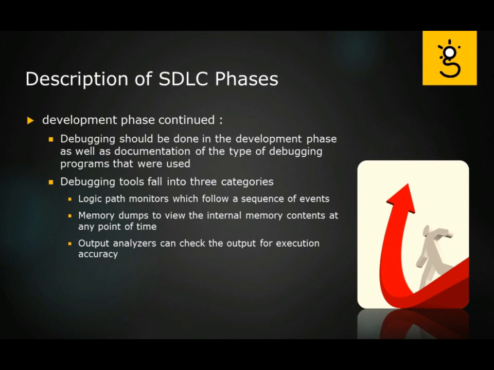Memory dumps. Memory dumps allow you to view the internal memory contents at any point of time. So as this program's running, and you're saying, there's just something wrong. It's not processing information right. You do a memory dump, and you can look at the memory contents and say, oh, somehow this information got written into the memory wrong. Now we can look at it. Output analyzers can check the output for execution accuracy, meaning that we know what input we gave and what the expected output was, right? So we can do comparisons.